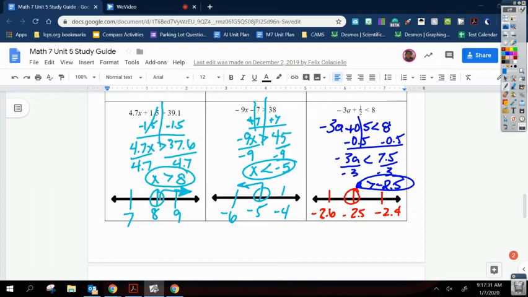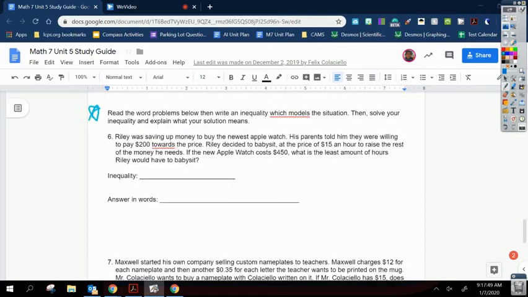Doesn't really matter because I'm going to have an open circle. A is on the big side, so I'm going to shade to the right, which is where the bigger numbers are. A couple of word problems to finish this off. We want to write the inequality, and then we write the answer in words.